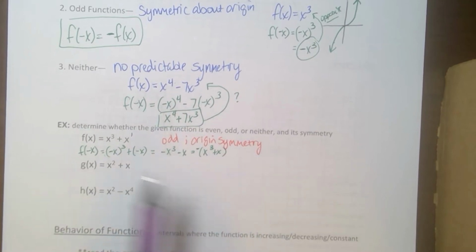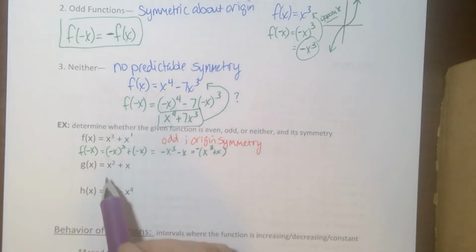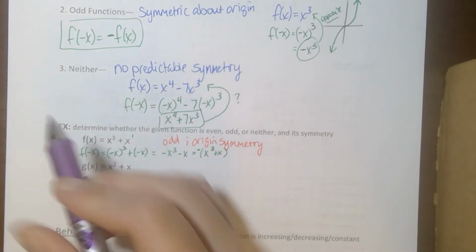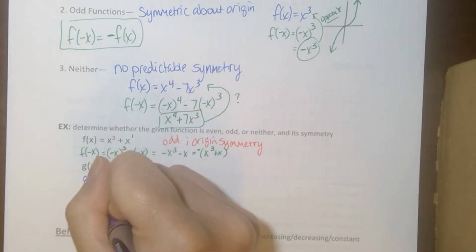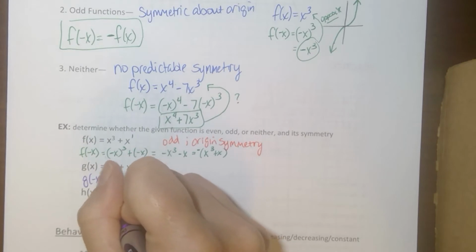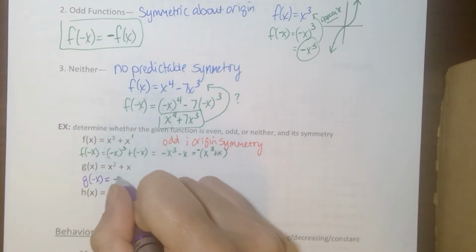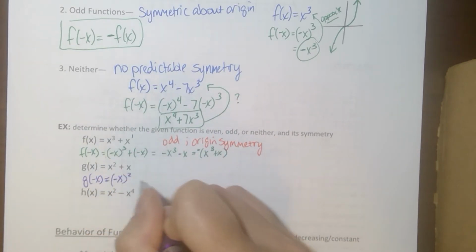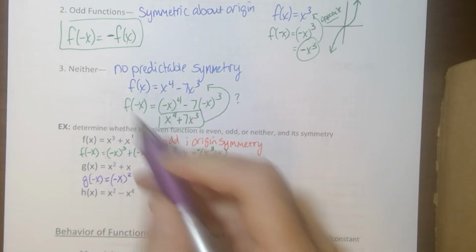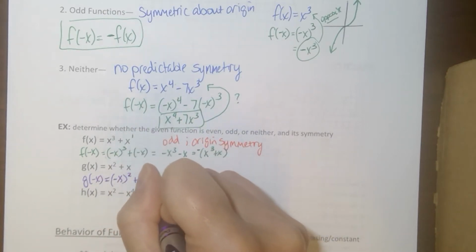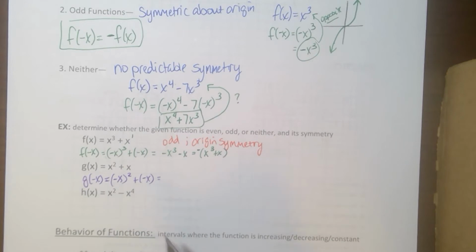I want to make note on g of x that my first exponent is even and my second exponent is odd. That causes me to pause. When I have an even and an odd exponent, that means that I probably am not going to get a helpful result. So let's plug in our negative x to see what happens arithmetically. That's a negative x squared, and then plus a negative x.